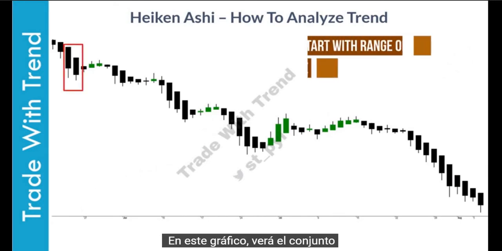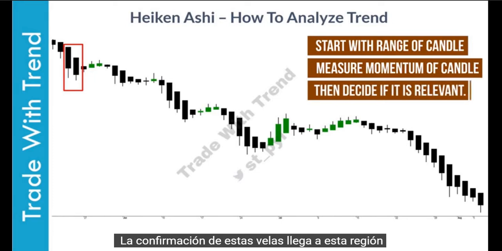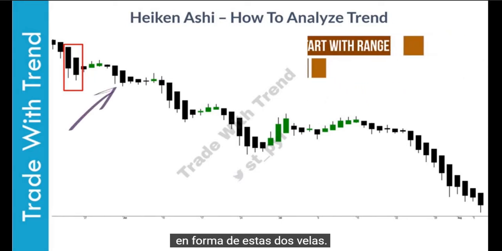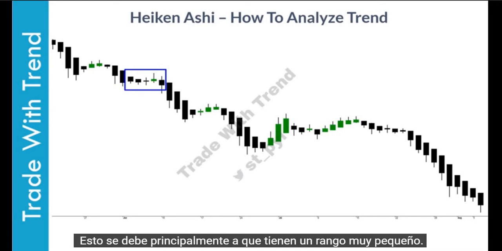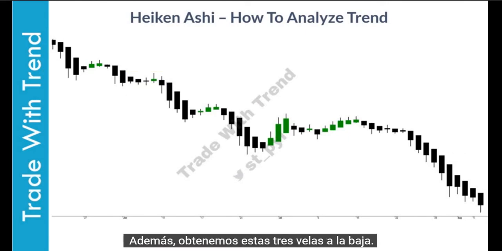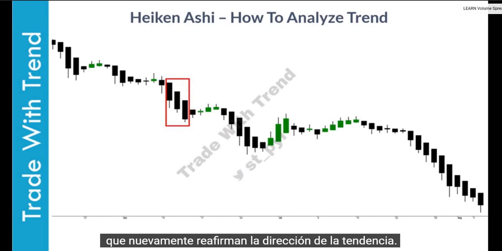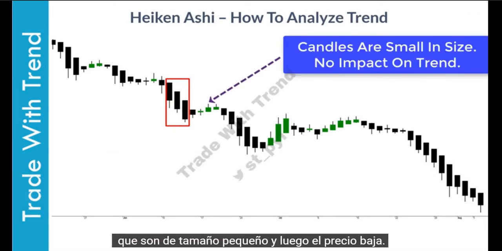In this chart, you see this set of two candles at this point. These are trend initiation candles on the downside. Confirmation for these candles comes in this region in the form of these two candles. We then get these indecision candles which have no bearing on the underlying trend. This is mainly because these are very small in range and do not reflect any demand at this stage. Furthermore, we then get these three candles on the downside that again reaffirm the direction of trend. Following this, indecision candles again show up which are small in size, and then price moves lower.